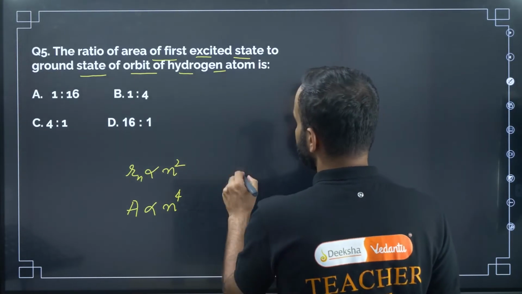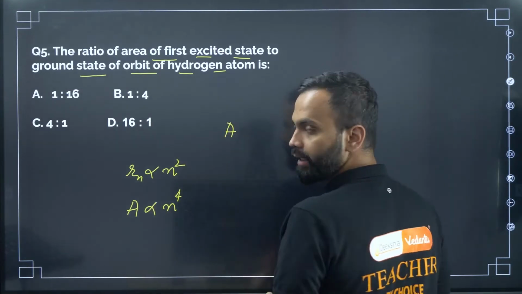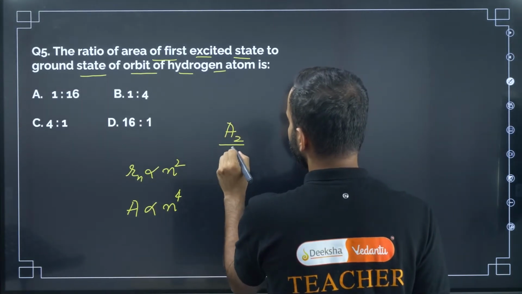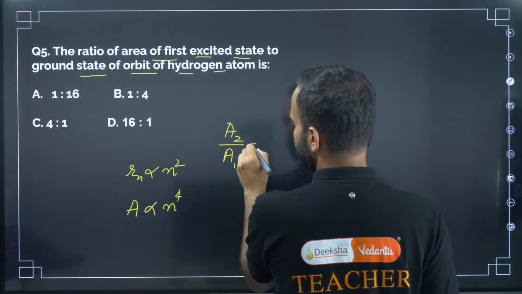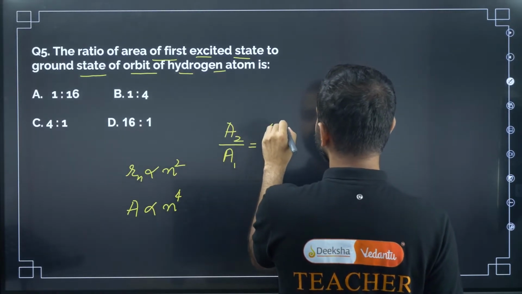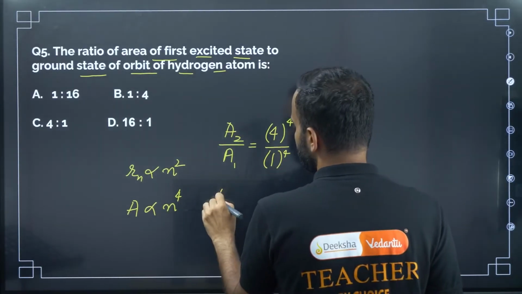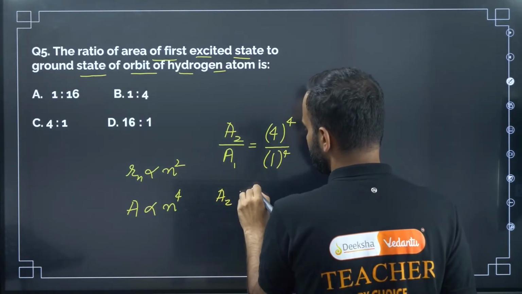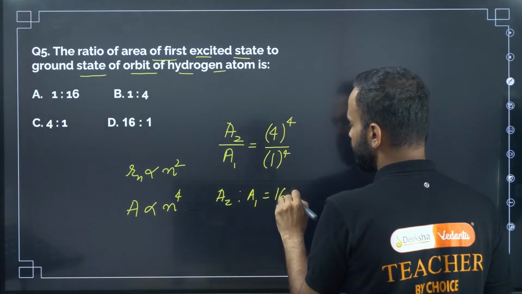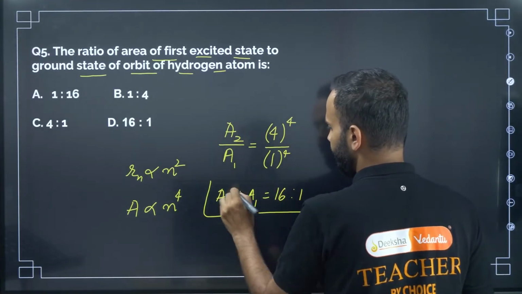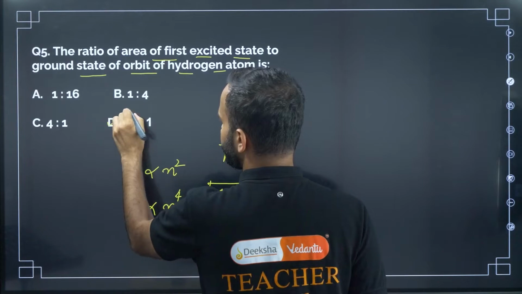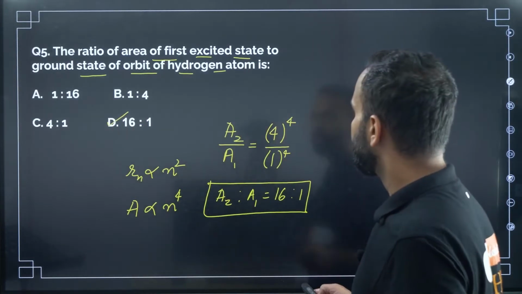Okay, so they are asking ratio of the first excited state, that is n equal to 2, to n equal to 1, that is the ground state, which is equal to 2 to the power 4 by 1 to the power 4. Okay, so now A2 is to A1 equal to 16 is to 1. So the correct option is D. Okay, yeah.